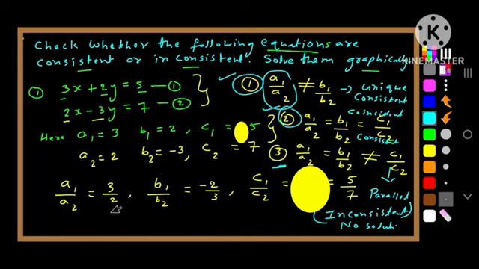So here now you have to compare this a1 by a2. So how much are you getting? 3 by 2. And b1 by b2, how much are you getting? It is not equal, minus 2 by 3. So this is satisfying the first condition, that is a1 by a2 is not equal to b1 by b2. So then we'll have a unique solution. So for this we can draw the graph. Now let us draw the graph and find out the unique solution.